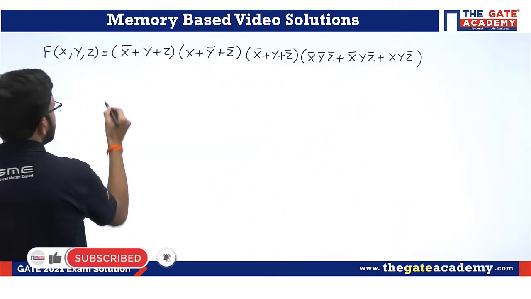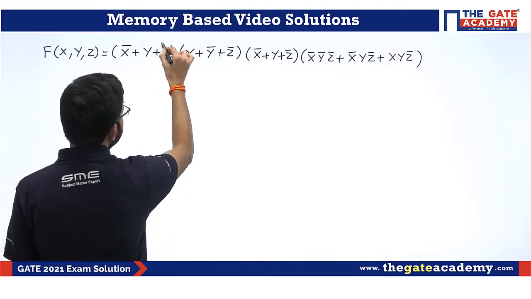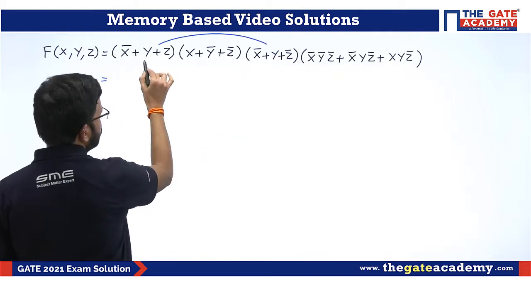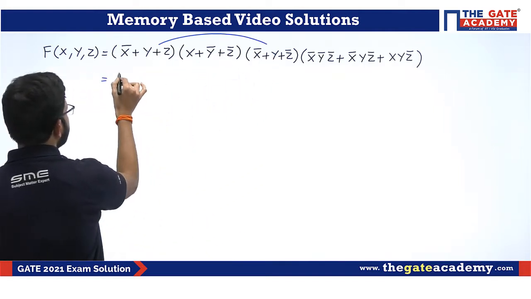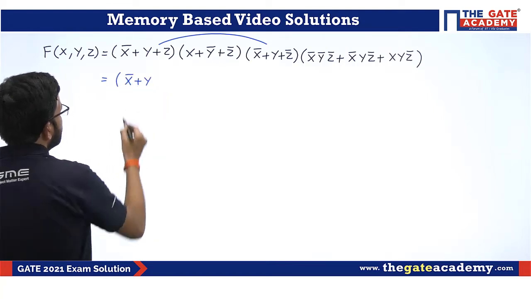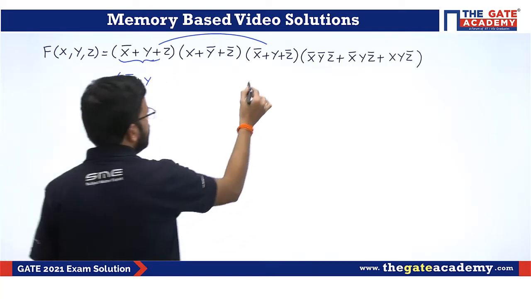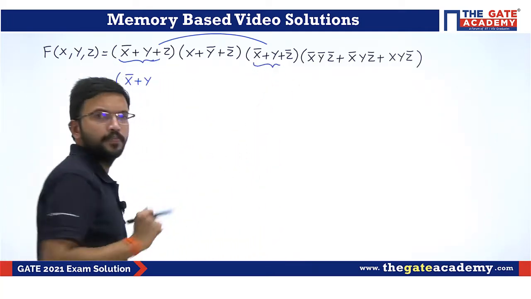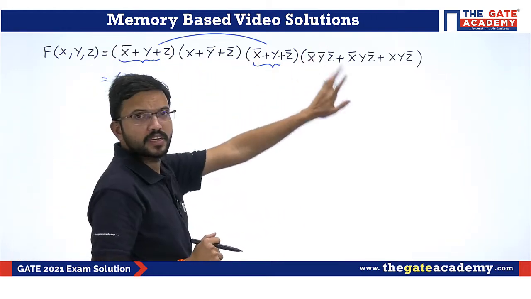Okay. So just observe the first term and third term. From the first and third term, you can take x bar plus y as common, right? X bar plus y as common. Here x bar plus y is considered as a single term, right? Similarly, here also x bar plus y is considered as a single term, right? So it's something like a plus something, right?